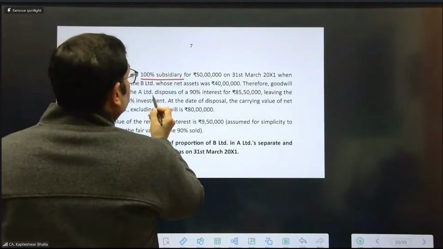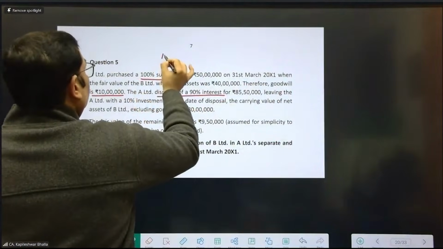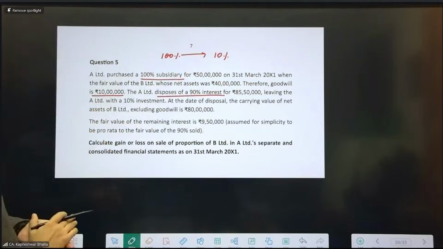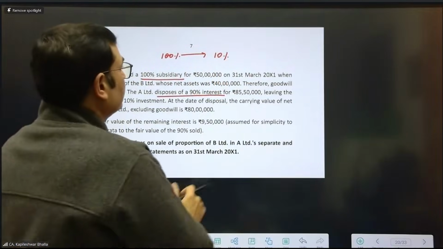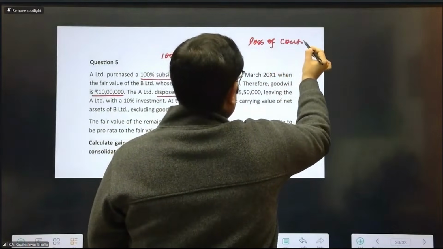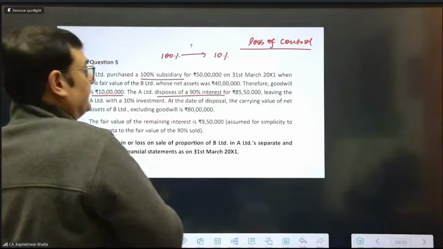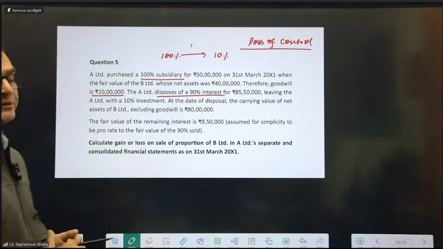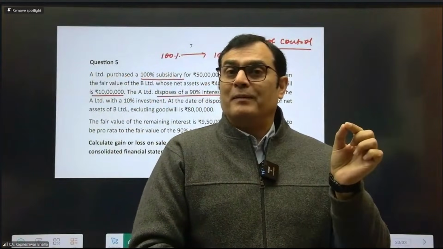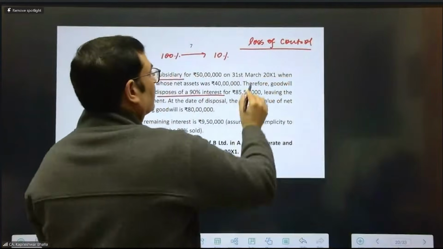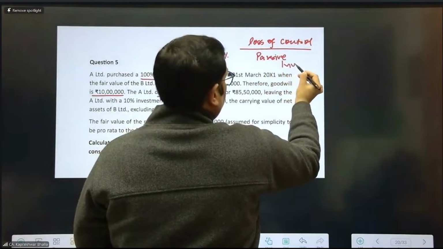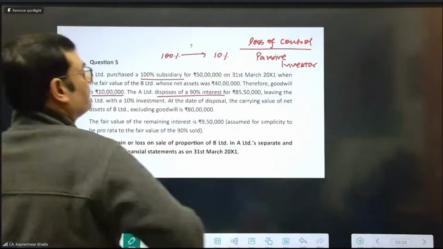A Limited disposes 90% interest. So from 100%, there is a disposal of 90%, and you're left with only 10%. Can I say this is undoubtedly a case of loss of control? By the way, which case is this in specific? From 100 to 10%? A case of conversion to passive investment, correct? This is a case where you're converting to a passive investor.